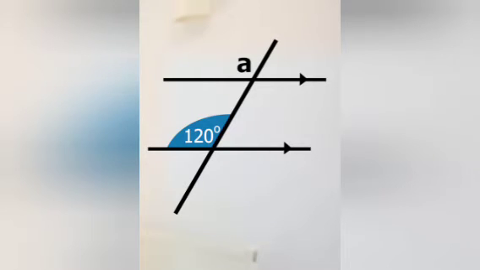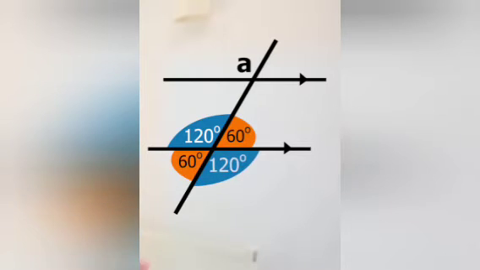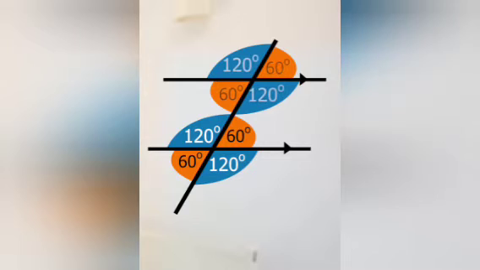In this example, you're asked to find angle A. Now, let's use the skills you have developed so far. At the bottom, you have angles on a straight line, hence 180 minus 120 will be equal to 60. Then the other two angles will be 60 and 120 degrees because they are vertically opposite. Now, you know that the angles at the top will be exactly the same as the angles at the bottom.